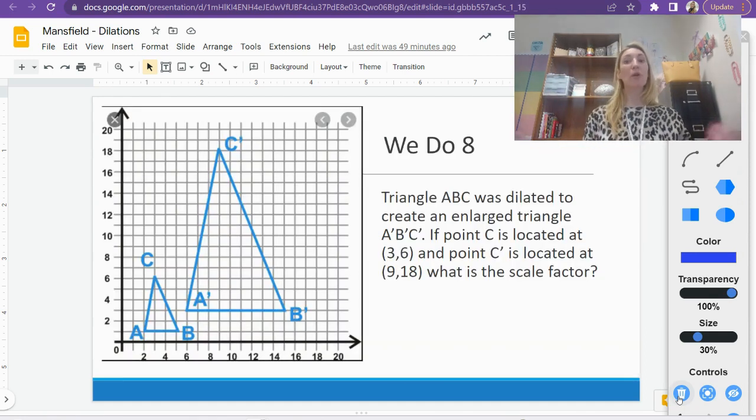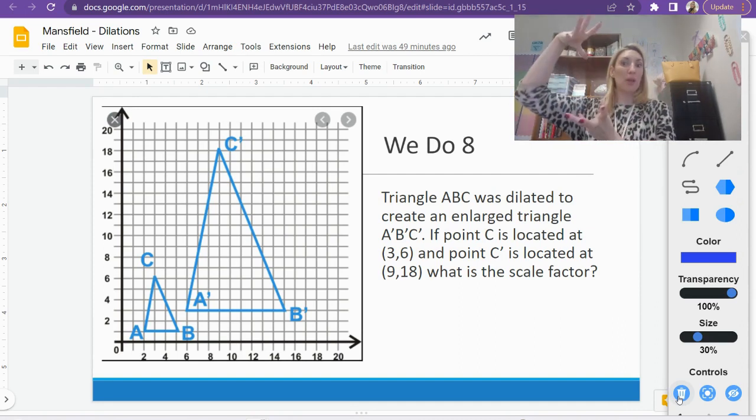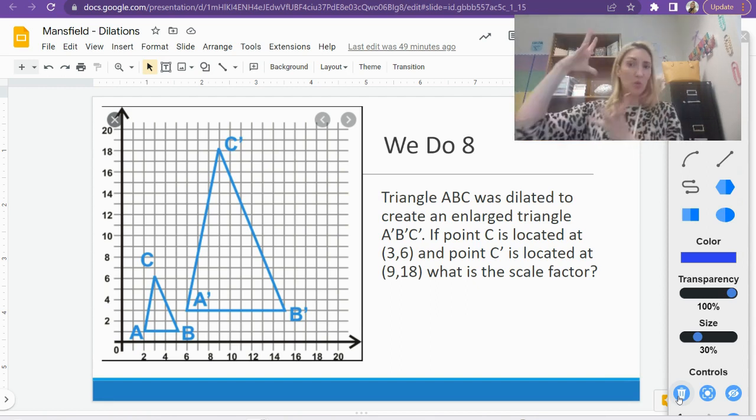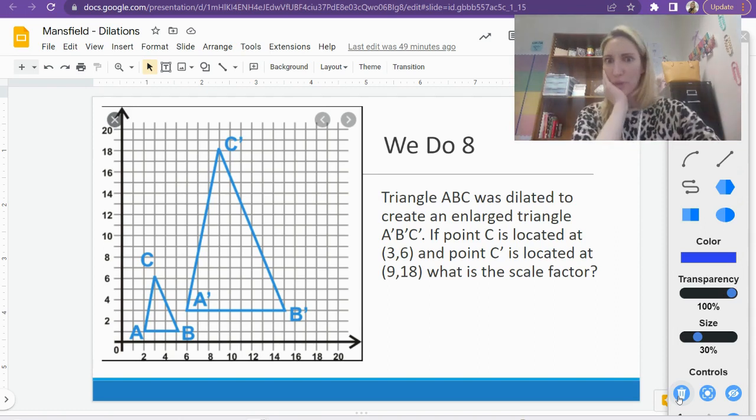We do number 8. Triangle ABC, the tiny one, you see the bottom one on the left, right? The smaller one was dilated to create an enlarged triangle A prime, B prime, C prime. Okay, they're pretty much giving us all the answers, right? They're telling us which one is the original, which one is the new one, and that it's growing, enlarged. Okay, so what is the question? What do they want if pretty much all my answers are there? If point C is located at 3, 6, and point C prime is located at 9, 18, oh, what is the scale factor?